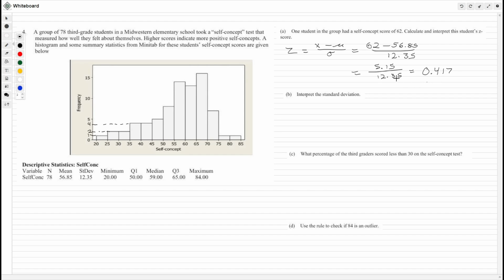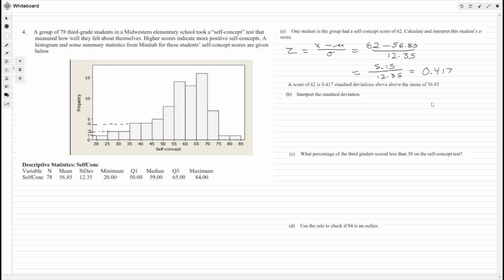So the next step is to interpret what this means. We can interpret from this that a score of 62 is 0.417 standard deviations above the mean of 56.85. Answer these questions as directly as you can. We don't need to do any further interpretations. The information is just given as it's given. We're just trying to summarize what the data means.